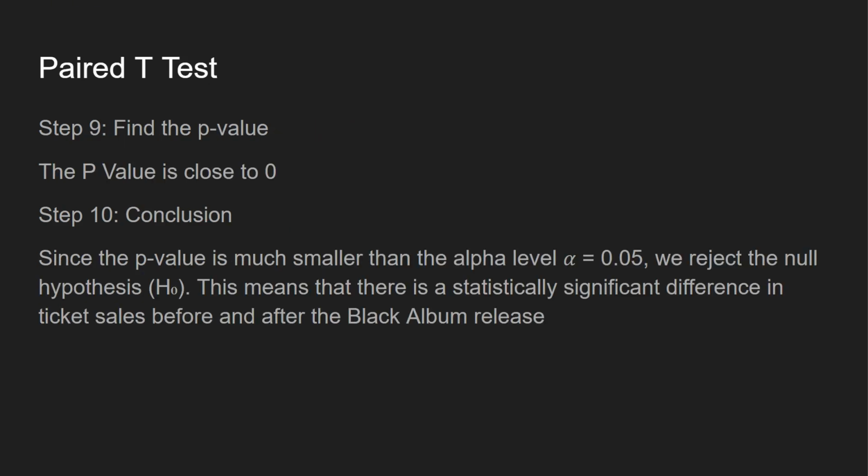And then find the p-value. The p-value in this case is going to be very close to 0. And then since the p-value is much smaller than our alpha value, we reject the null hypothesis. This means there's a statistically significant difference in ticket sales before and after the Black album release.